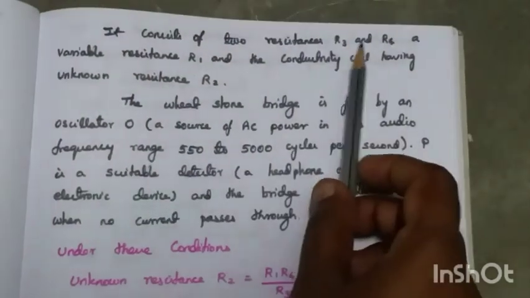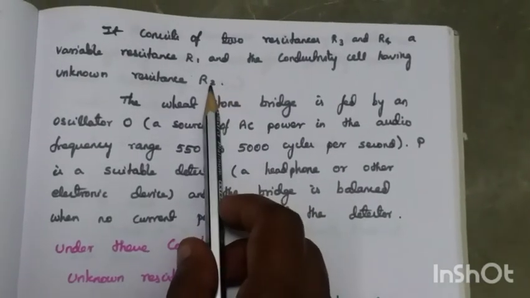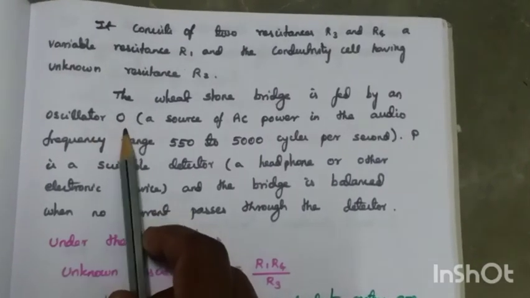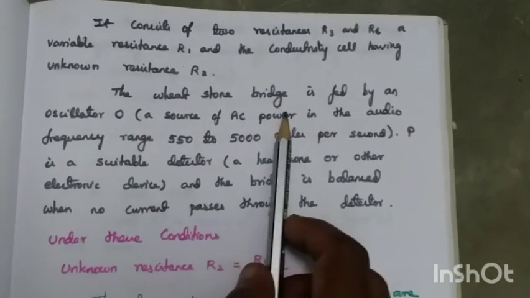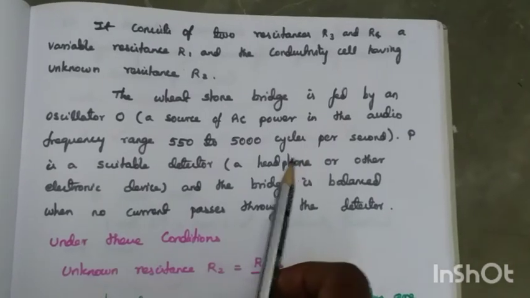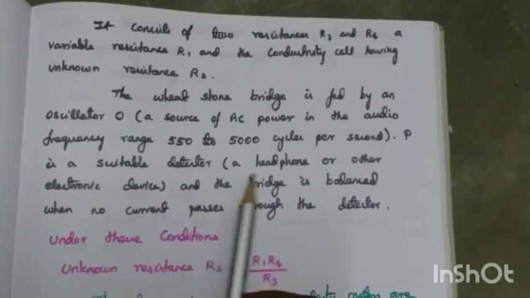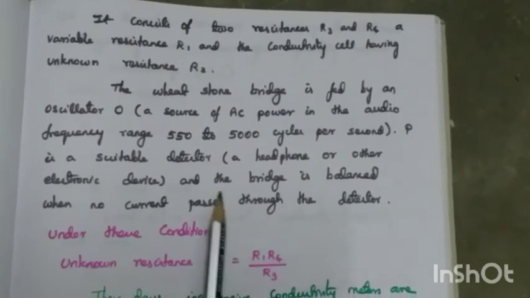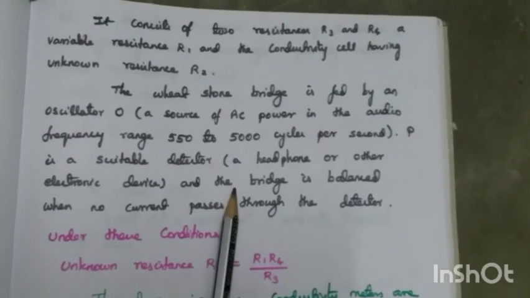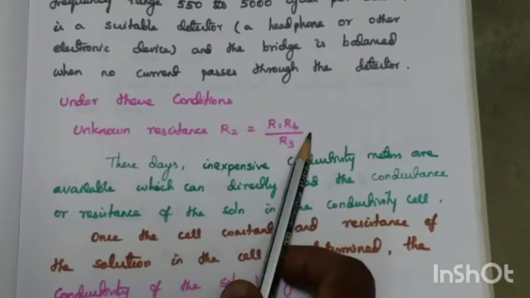First we have two resistances, R3 and R4. The variable resistance is R1 and the unknown resistance is R2. This R2 is what we are going to calculate using the Wheatstone bridge. It is fed by an oscillator, here at the end, a source which gives a frequency of about 550 to 5000 cycles per second. In the center we have a detector, which can be a headphone or other electronic device. The bridge is balanced when no current is passed through the detector, that is, there must not be any deflection in the center. Under these conditions, we can find the unknown resistance: R2 is equal to R1 R4 by R3.